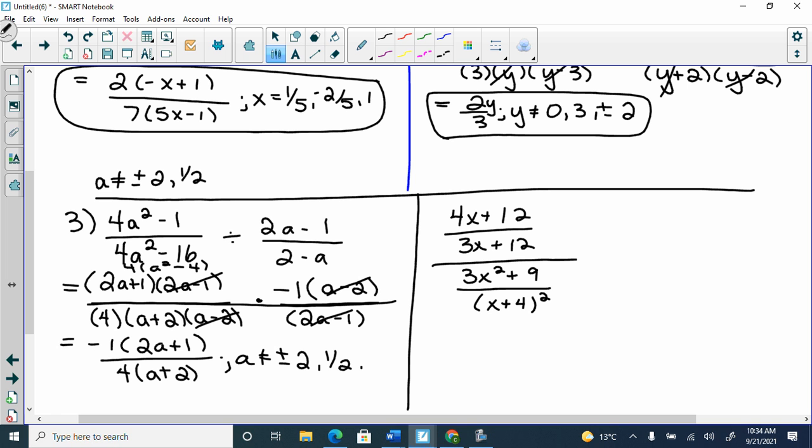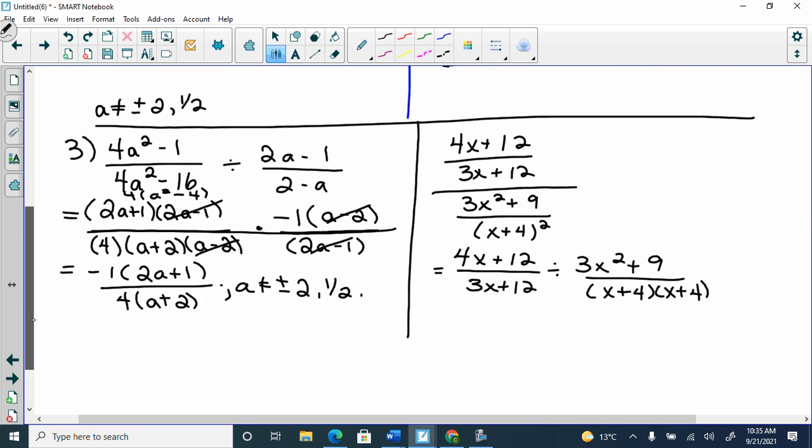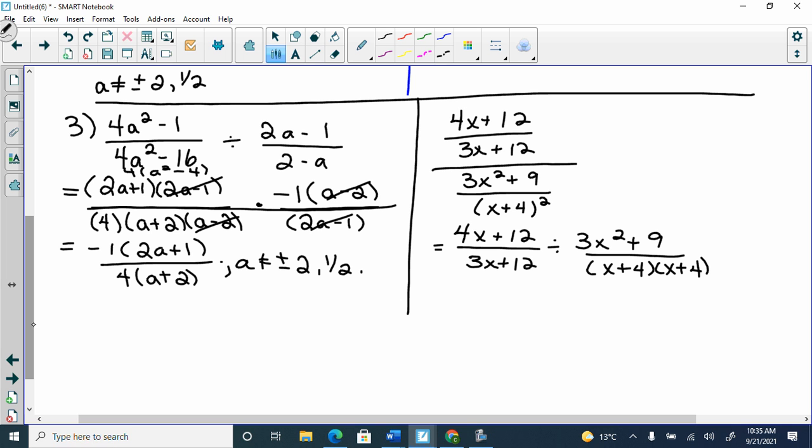Okay, and then here we have 4x plus 12 over 3x plus 12 divided by 3x squared plus 9 over x plus 4 squared. Now, I made this one not work out as nice as it's supposed to because you guys freak out when something with not lots cancels off, and sometimes lots cancels off. That's just how it works. So this one we take a 4 out, we're left with x plus 3. This one we take a 3 out, we're left with x plus 3 times x plus 4, x plus 4, x plus 4.